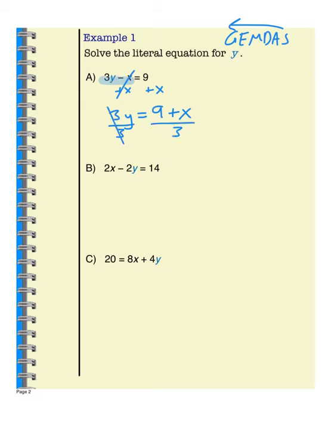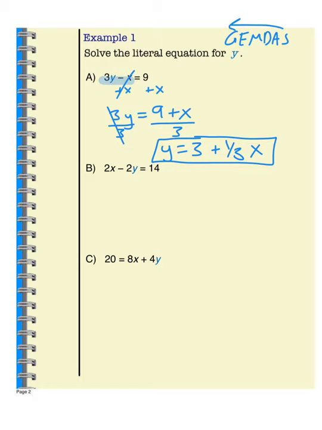So the 3's cancel out on the left. I have y equals, and when I divide by 3, I have to make sure I do every term on that right side. So 9 divided by 3 is 3, and x divided by 3, I can either leave as x over 3, or I'm going to write 1/3 x. So when we solve the literal equation for y, we get y equals 3 plus 1/3 x. That's our answer.